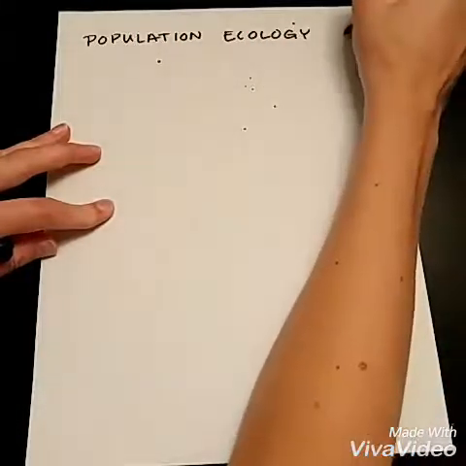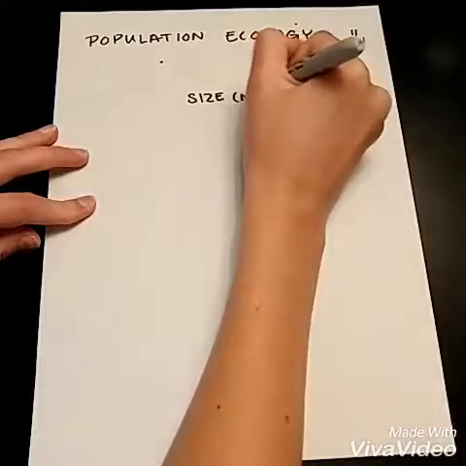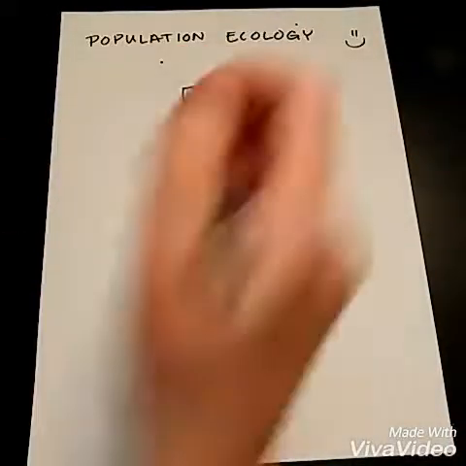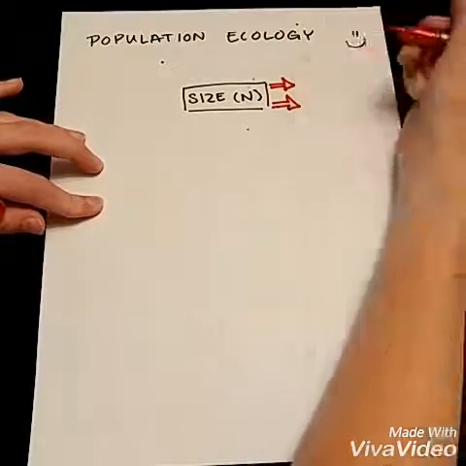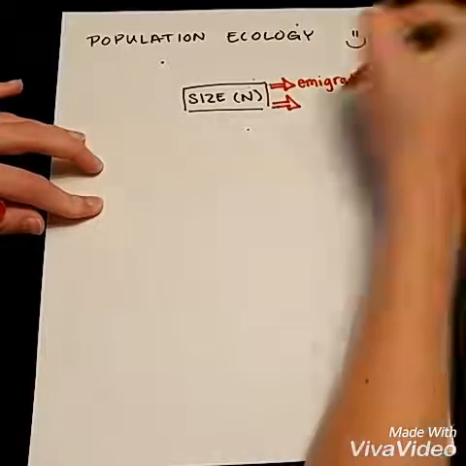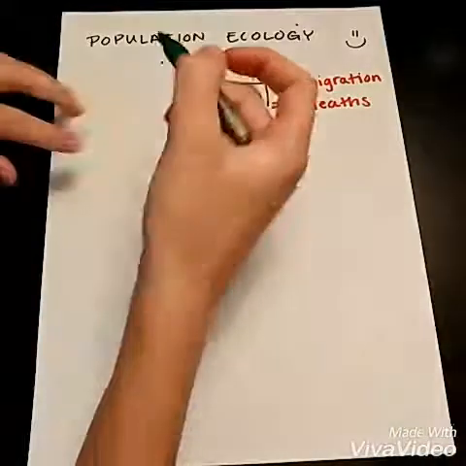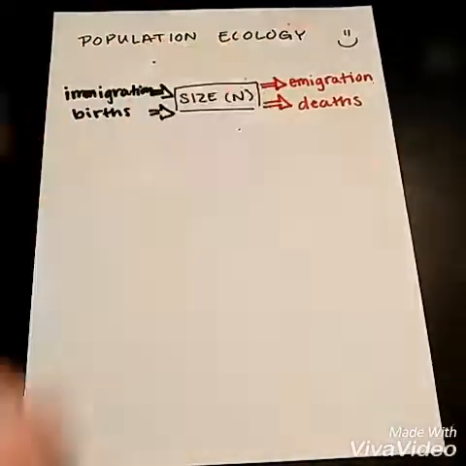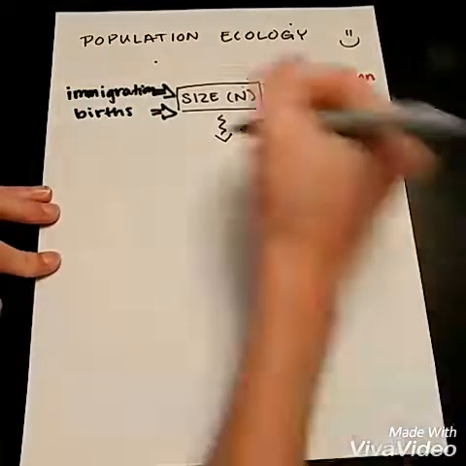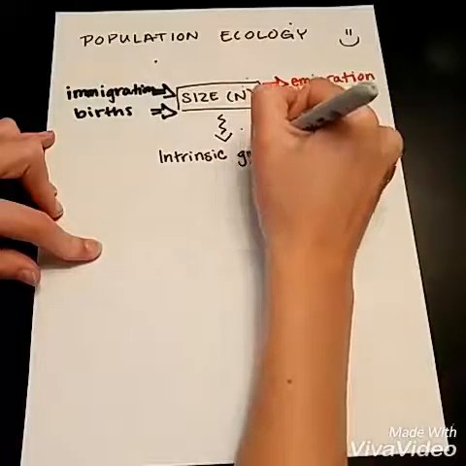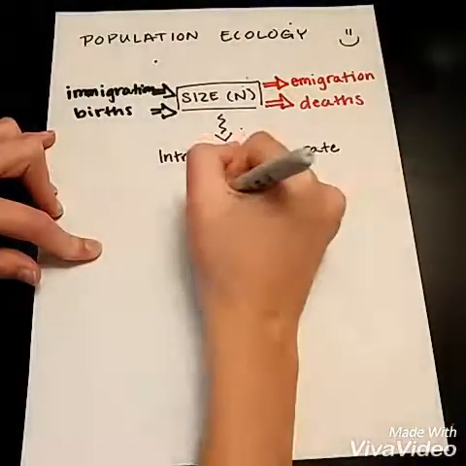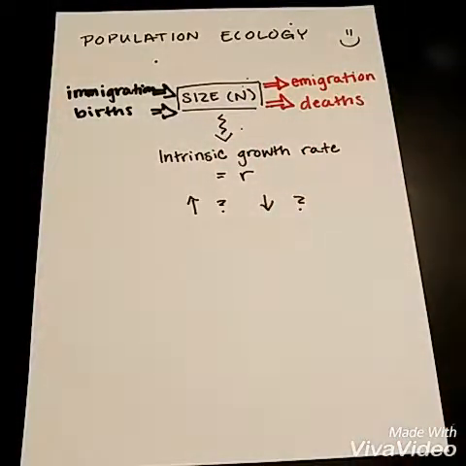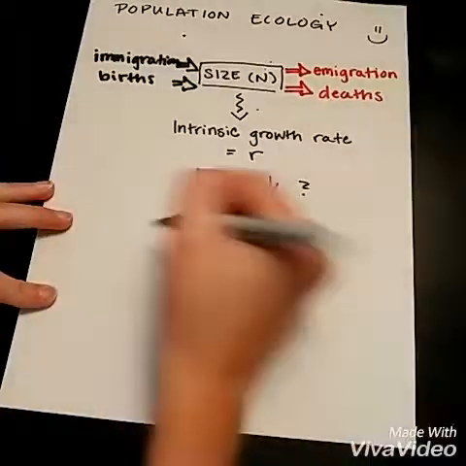This is population ecology. First, we start out with population ecology. We start out with the size of a population, which is represented by N. Leaving the population, we have emigration and deaths. Adding to the population, we have immigration and births. All of this factors into intrinsic growth rate, which is represented by R. This means, is the population increasing or decreasing?